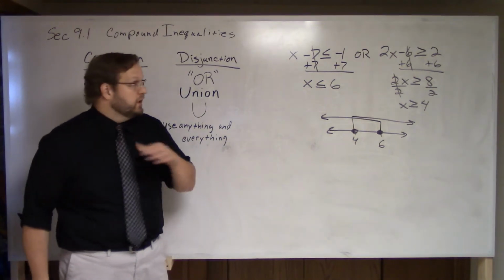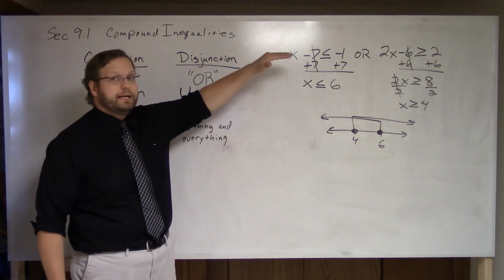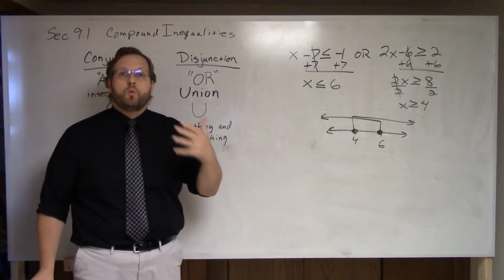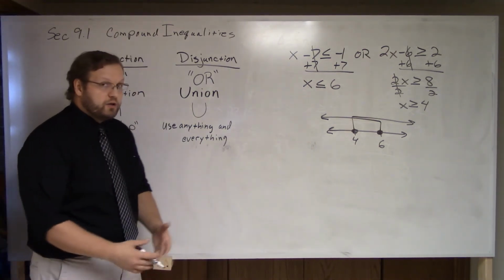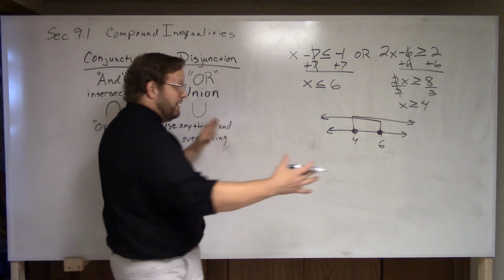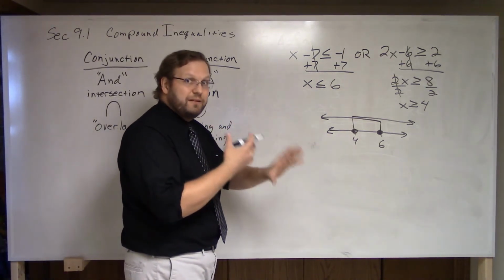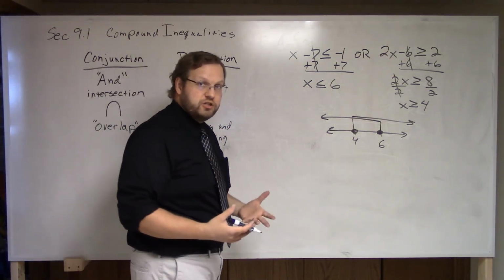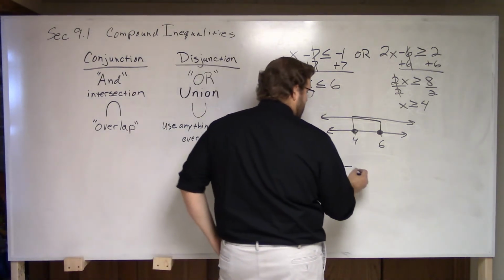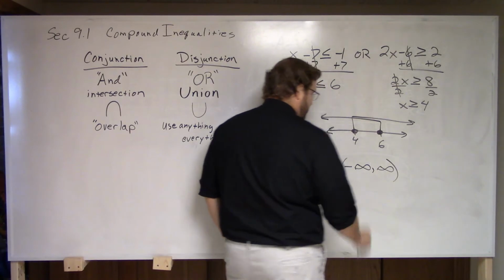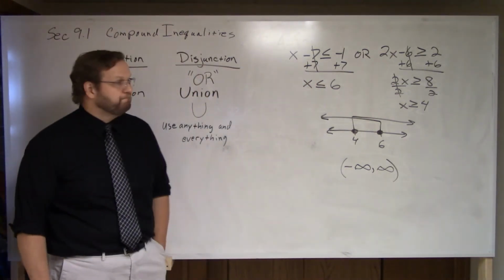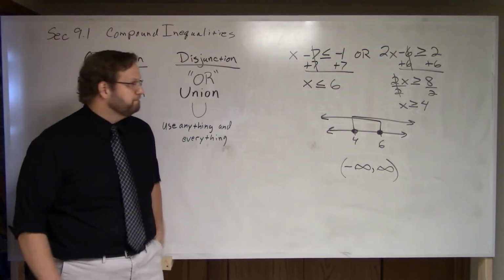Now, this is where I say, okay, it was an or statement. So what am I looking for? Or means I'm using anything and everything. So where is there shading? That shading goes in both directions infinitely. So everything is shaded. So what I have is negative infinity to positive infinity. And there we go.